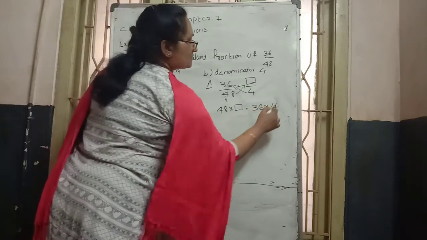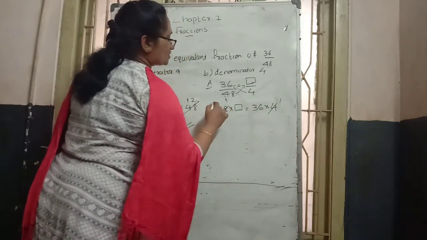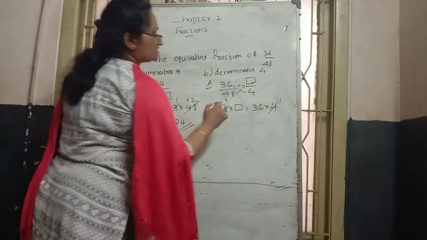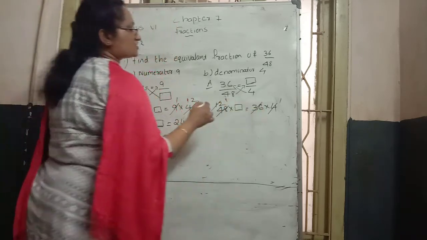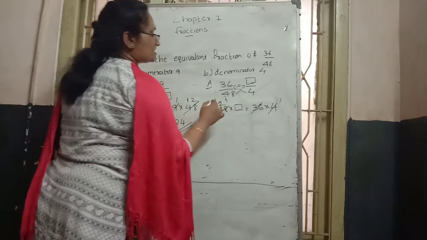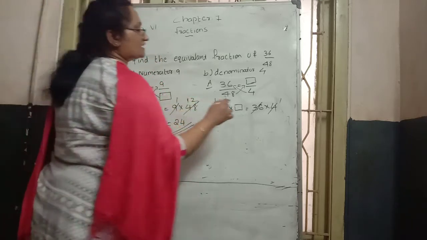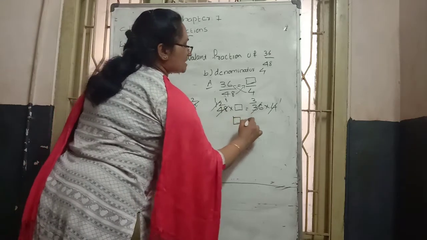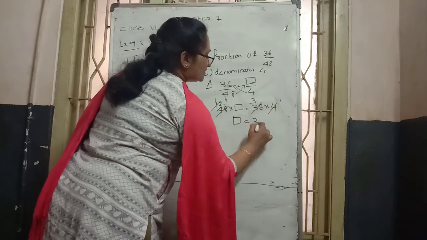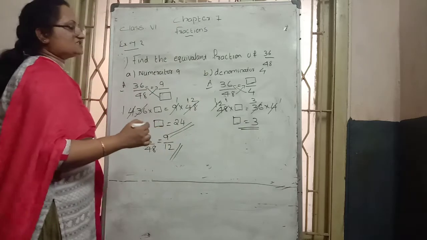Yes, 4 table: 4 times 12 is 48, so 12 times. Again, 12 and 36, cancellation is possible on the left and right. 12 table: 12 times 1 is 12, and 12 times 3 is 36. So 1 into box becomes box, and 3 into 1 becomes 3. So the box value becomes 3.